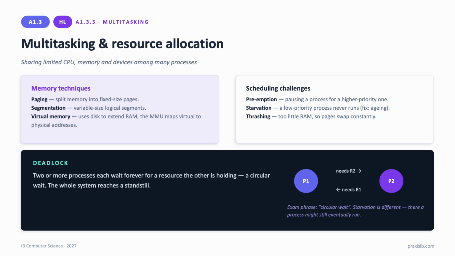Now the big one at the bottom, deadlock. Deadlock is when 2 or more processes each get stuck waiting forever for a resource that the other one is holding. Picture it. Process P1 holds resource R1 and needs R2. Process P2 holds R2 and needs R1. Neither can move. That's called circular wait, and the whole system grinds to a halt.